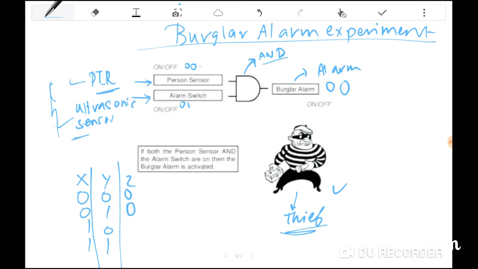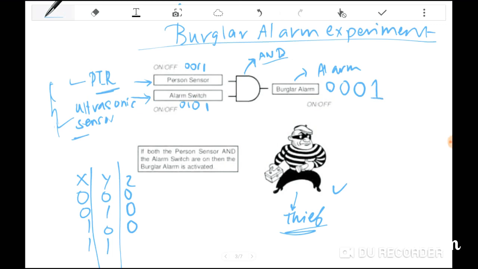Again, when I give 1 to the person sensor as an input and 0 to the alarm switch as an input, we get an output of 0. So the alarm will not ring again. So it fails again. But this case is very interesting. When both the sensors have an input of 1, now we get an output of 1 here.